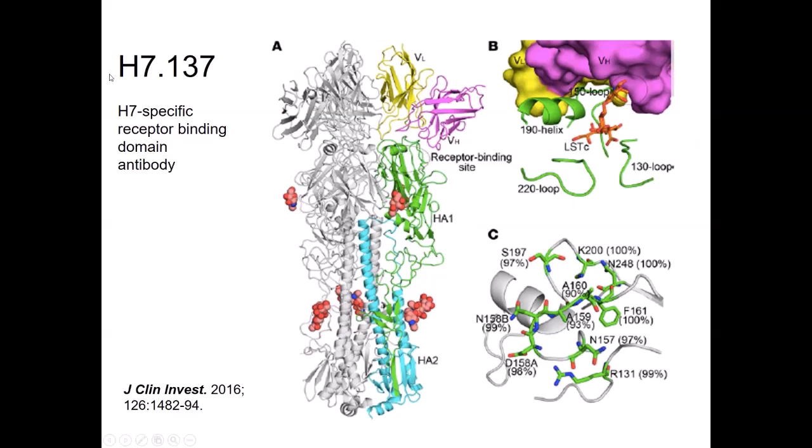Most of the potent neutralizing antibodies that we obtain from H7 vaccinees bind to the receptor binding domain, just like for the other subtypes. So this is the Fab of a human monoclonal called H7.137 in complex with H7 HA, the trimer. Again, you have a heavy chain on the right and a light chain on the left, and we can see exactly how the antibody loops interrogate the receptor binding site in a pretty canonical way.